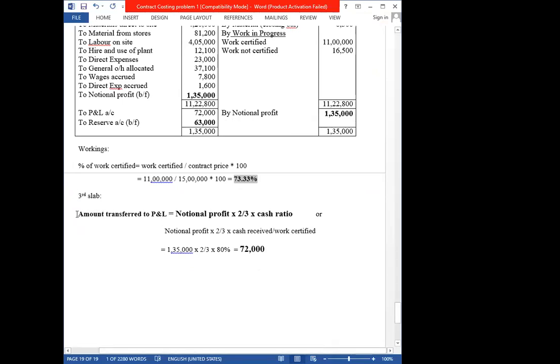So third slab means amount to be transferred to P&L account equals notional profit into 2 by 3 into cash ratio. Or instead of cash ratio, you can use cash received divided by work certified. It's your wish. Both will give the same answer. Okay. So now notional profit is 1,35,000 into 2 by 3 into, I'm using cash ratio. The cash ratio is 80%.